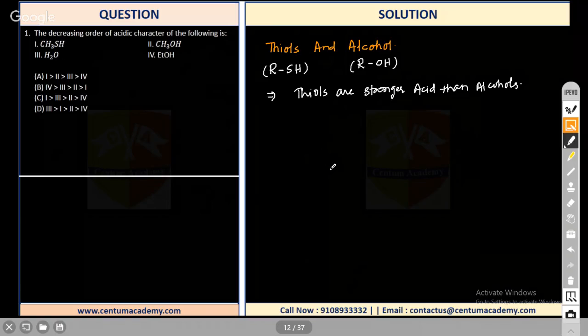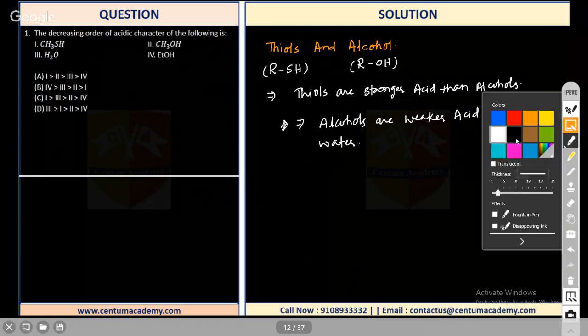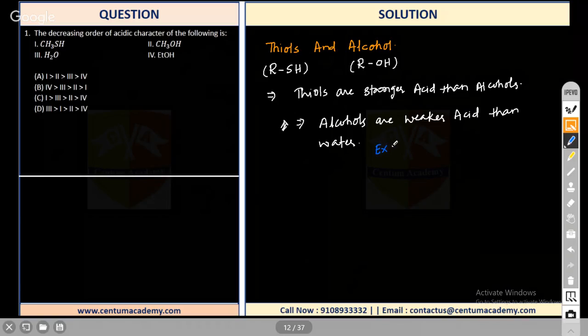Now, if you compare the acidity of alcohol and water, this value you have to memorize. Generally, alcohols are weaker acids than water. But we have one exception here, and that exception is methanol. So we can say, except methanol, all alcohols are weaker acids than water.